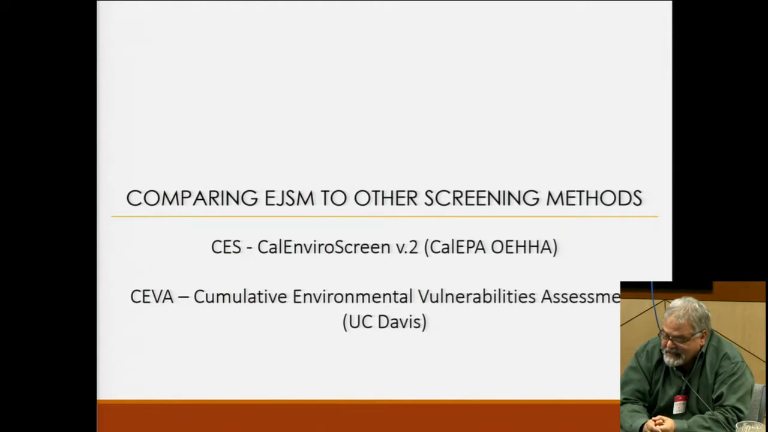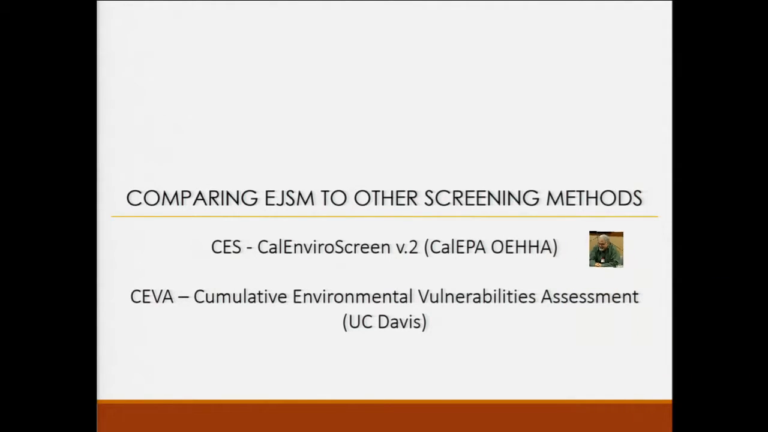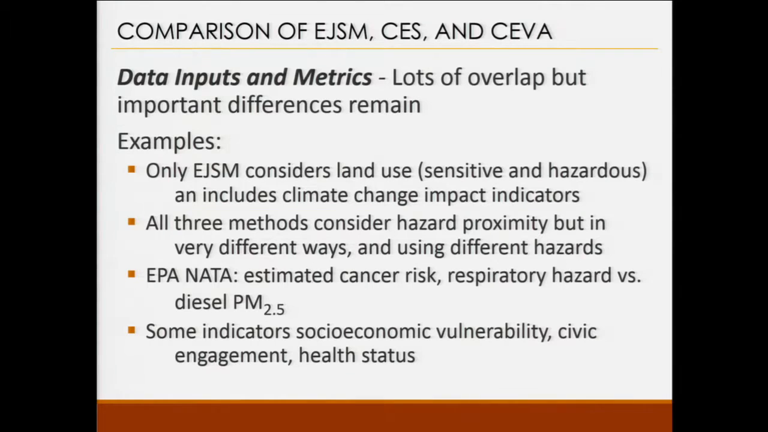So finally, we'd like to talk a little bit about comparing the EJ screening method to the two other screening methods that have been used in California that are similar. CalEnviroScreen from Cal EPA OEHHA, and that's version 2. And also the Cumulative Environmental Vulnerabilities Assessment that is done by UC Davis. Now, there's a lot of similarity in these three methods and also some key differences. And what I'm going to try to do is talk about those similarities and differences.